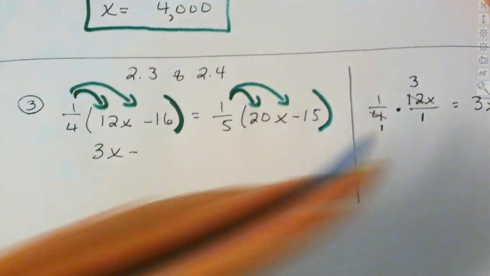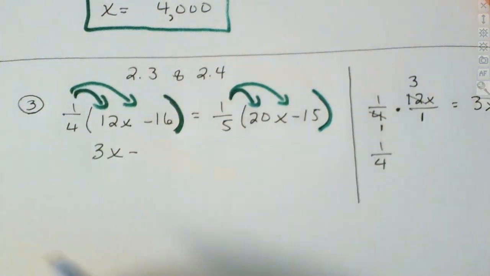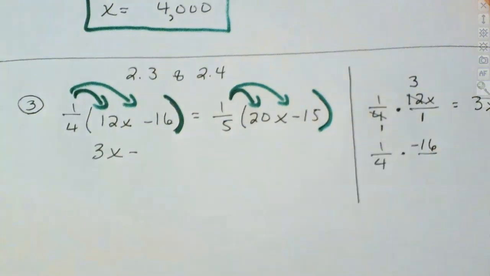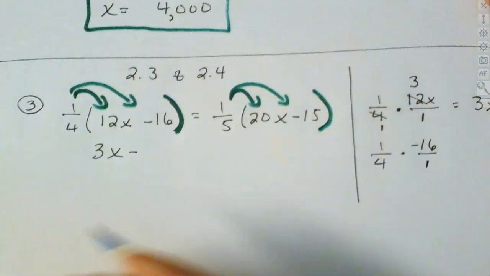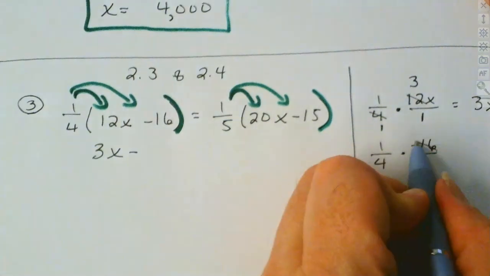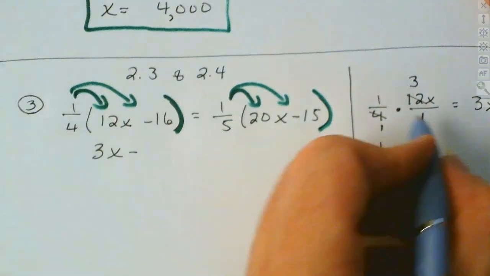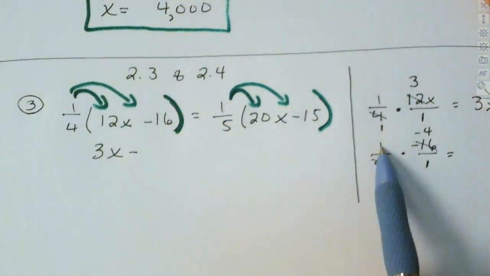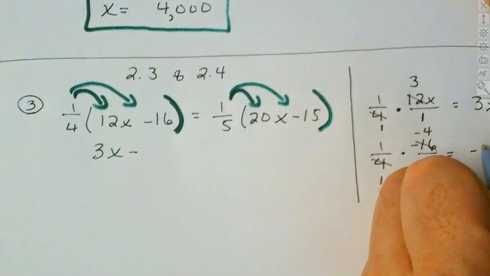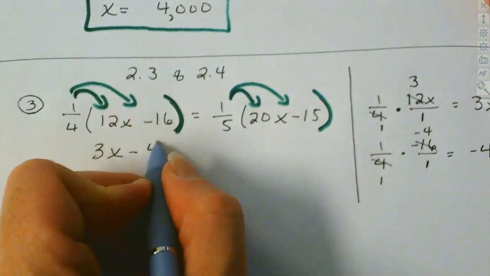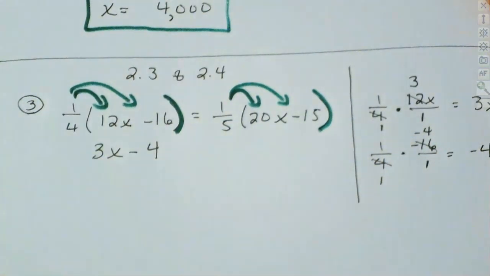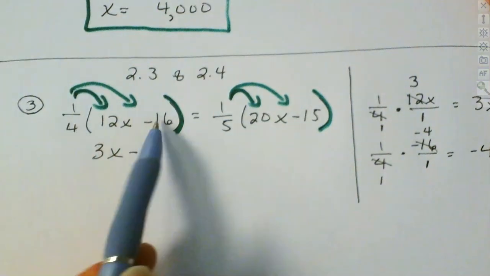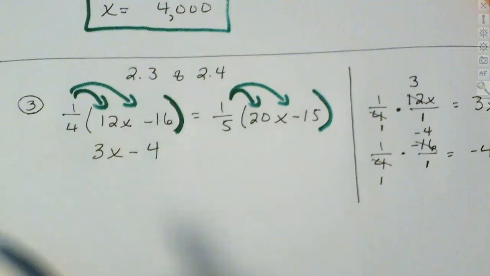Same thing for the 16. We've got 1 over 4. We're going to multiply that by a minus 16 over 1. Those can cancel, right? And that leaves you with a minus 4 and a 1. 1 times a minus 4, that's a minus 4. Is everyone okay with that, right? Because 16 divided by 4, well, that's a 4. Don't forget your sign is negative, so that comes down.